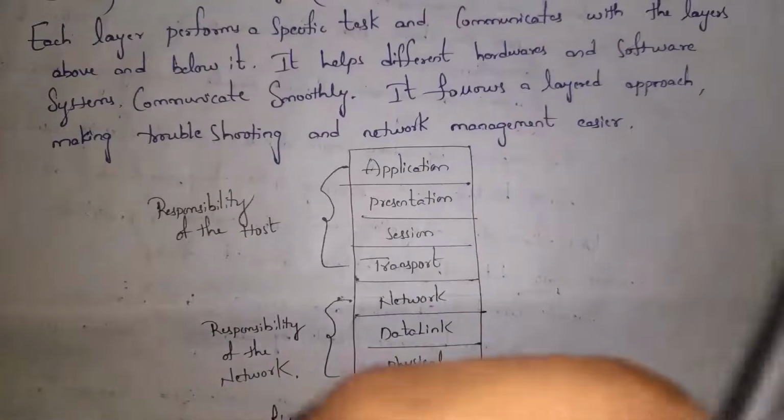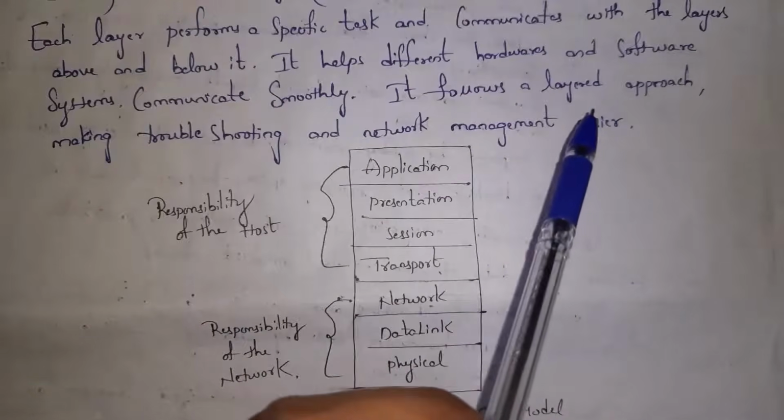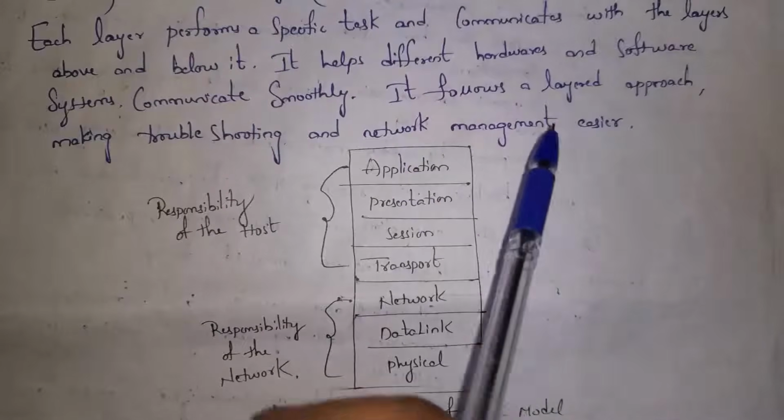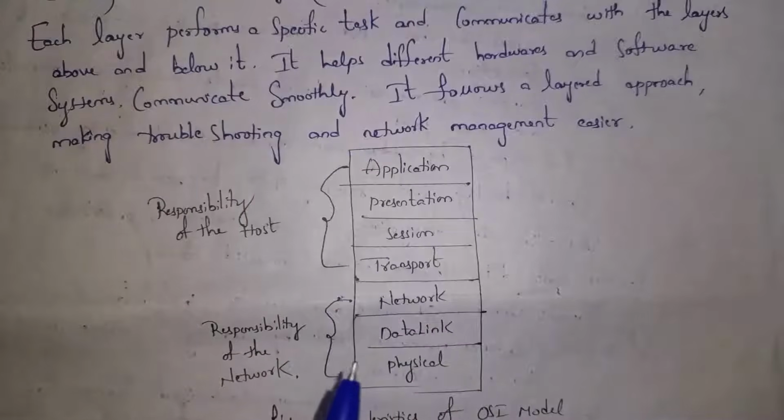The OSI model is a layered approach. A layered approach is nothing but our network is divided into various layers. If we divide our network into various layers, then network management will be easy and troubleshooting will be easy. Troubleshooting is nothing but if we get any problem in our network, we can easily solve that problem. This is the meaning of troubleshooting.